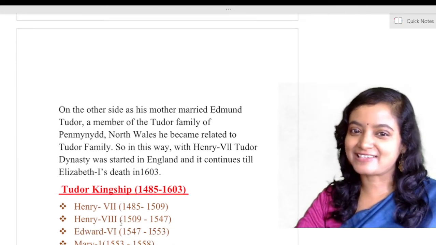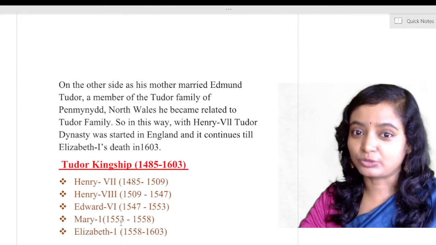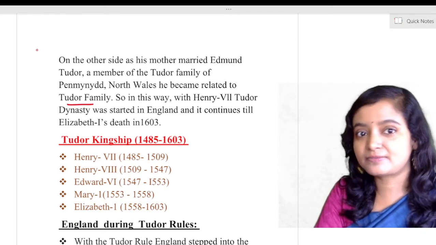On the other side, as his mother married Edmund Tudor, a member of the Tudor family of Penmynydd, North Wales, he became related to the Tudor family. So in this way, you can understand this point.